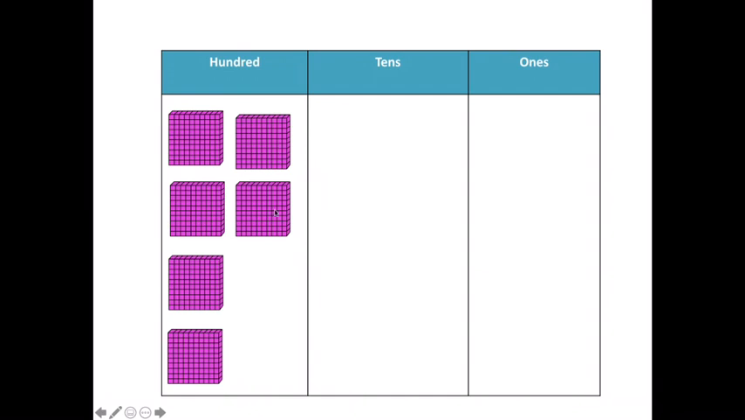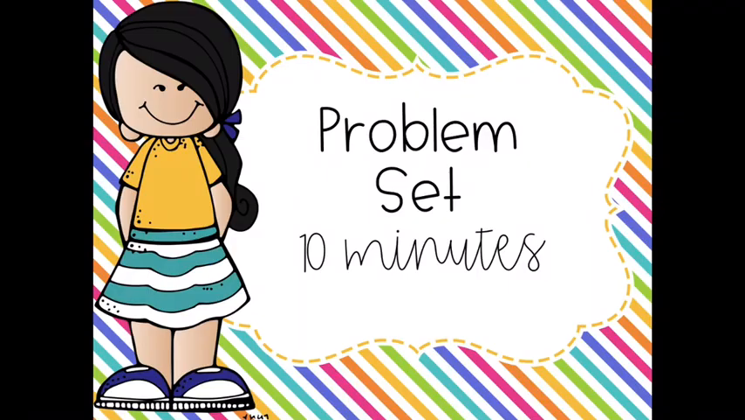Were we able to count from 476 to 600? Yes, we were. We used our knowledge of bundling our 10 ones to become a tens rod, our 10 tens rods bundled up to become a hundreds block, and then we counted on in our hundreds. Very good. It's at this point in time we're going to let you stop and you're going to go do your problem set.